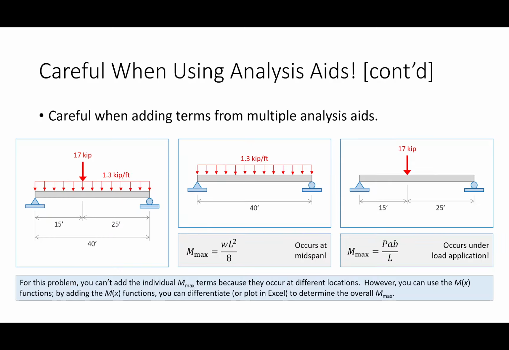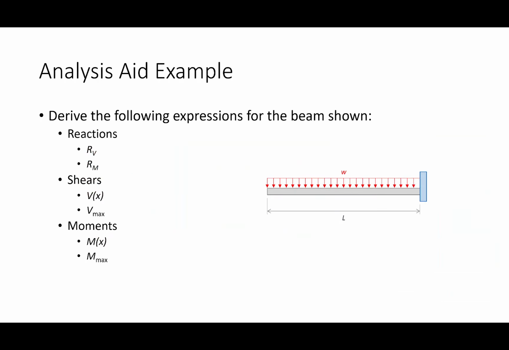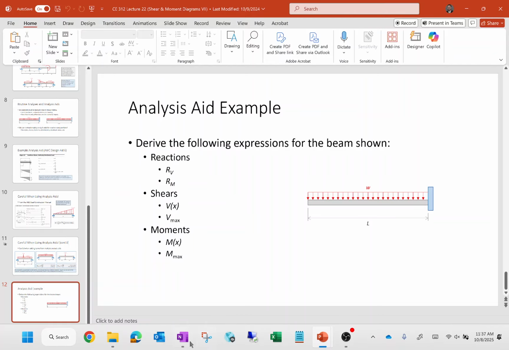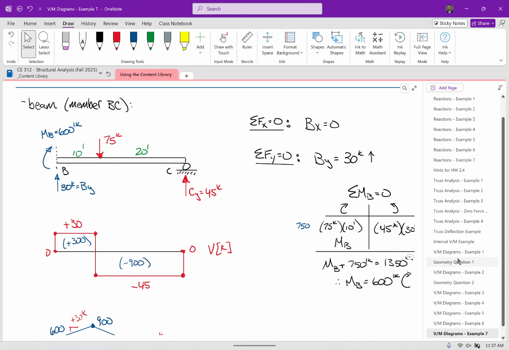Instead, what you could do is plot the M of X for beam 1 and the M of X for beam 2 in Excel, just sum the columns up, and then plot it to determine M max. Or you could sum the two equations up and differentiate. That works too. I want to show you how we derive these things, and the homework assignment I'm giving you is one to derive, but this is really, really basic, but it's so important.